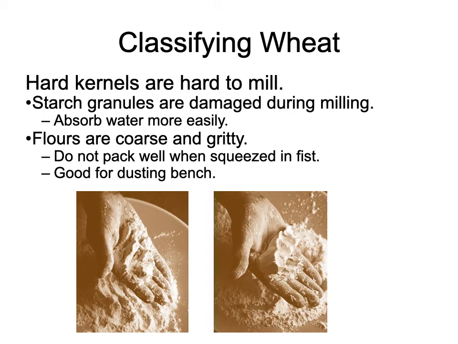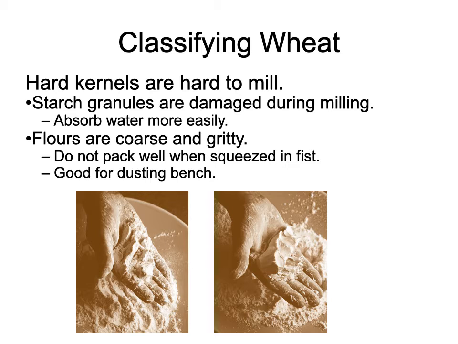So when we mill wheat, the grains are very hard to break down. The starch granules in the process, though, are damaged during milling. This helps them more easily absorb water. And generally, flours are coarse and gritty. They don't pack well when they're squeezed in a fist. And they're generally good for dusting the bench.